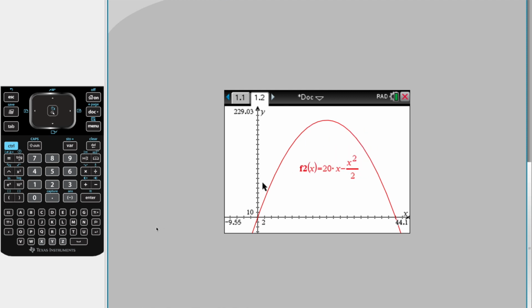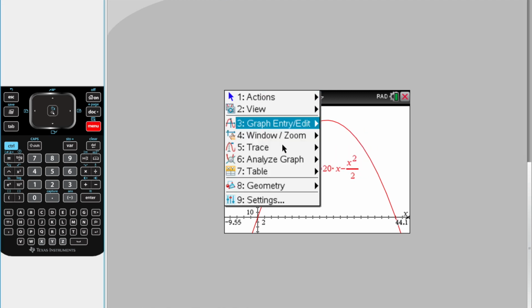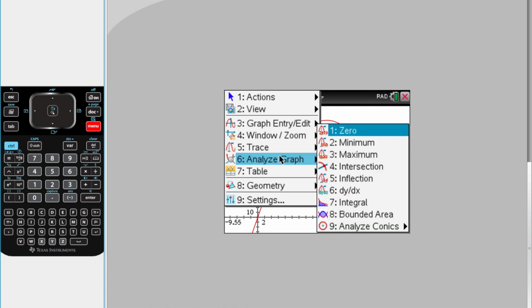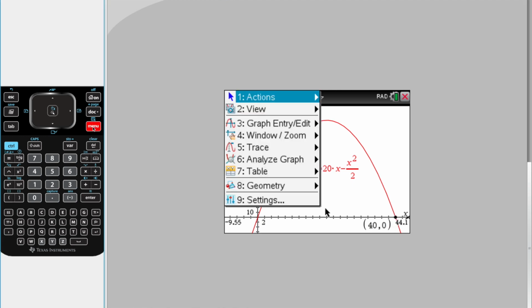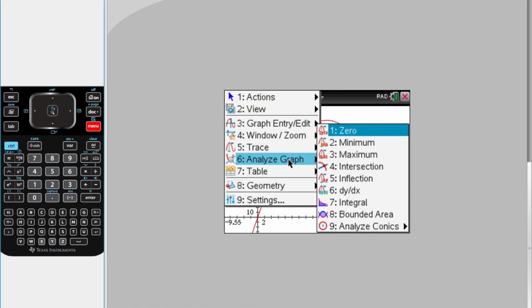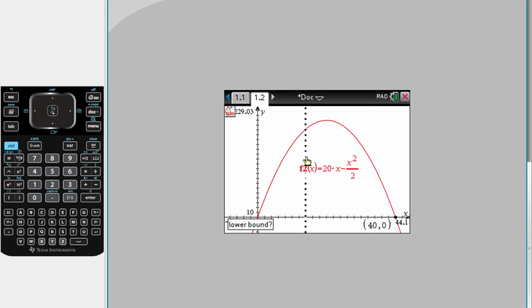Now, the first thing we're going to do is find our x-intercepts. The first one's obvious. It's going through 0, 0. But to find the other x-intercept, we go to Analyze, Zero. And what we do is we scroll to just before it, click, and then scroll to just after and click. So we have 40 and 0. For the turning point, it's a maximum. So we'll go to Analyze, Maximum, and then we'll go to just before the turning point till after the turning point. All right, so now we've got all of our key points and we can go ahead and draw this into our sketch.